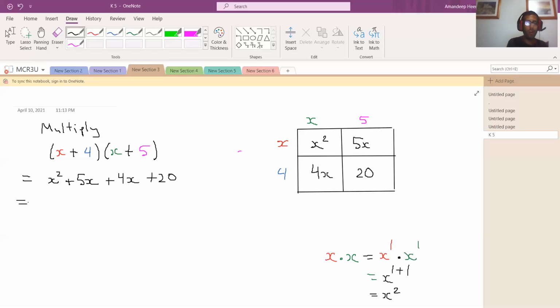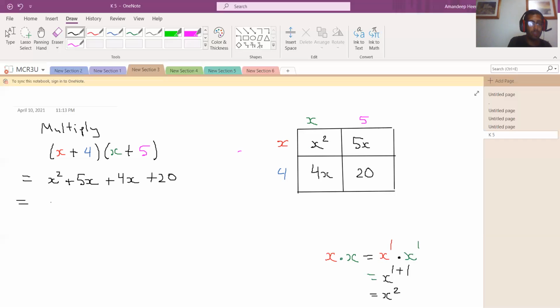Now, let's collect like terms. The two like terms are 5x and 4x. Remember, like terms means you combine the x squares together, you combine the x's together, you combine the numbers together. So in this case, let's look at x squared. There's no other term with x squared, so you leave x squared by itself. But now look at this. We have 5x and we have 4x. So we have two terms that have an x in them.